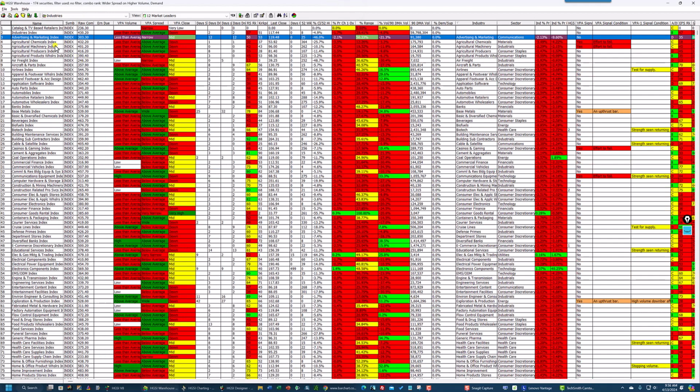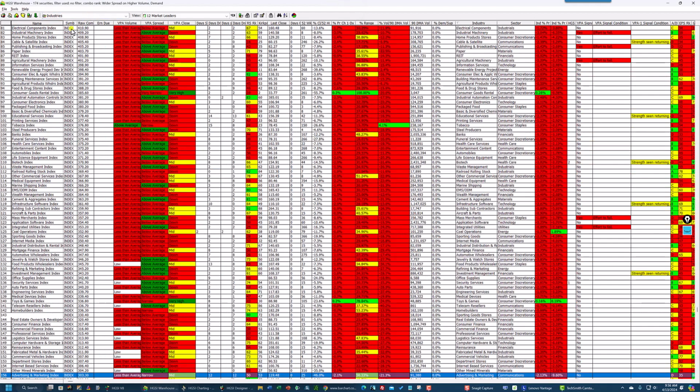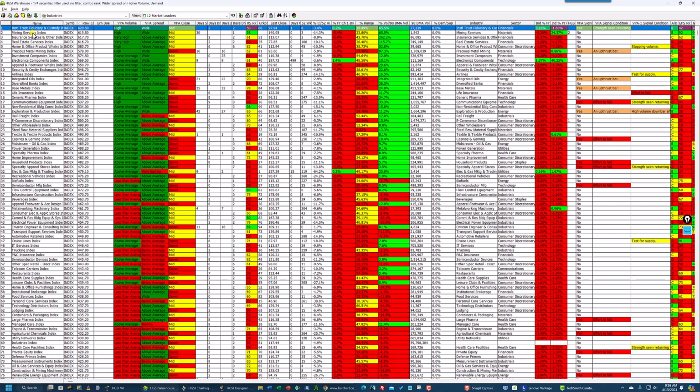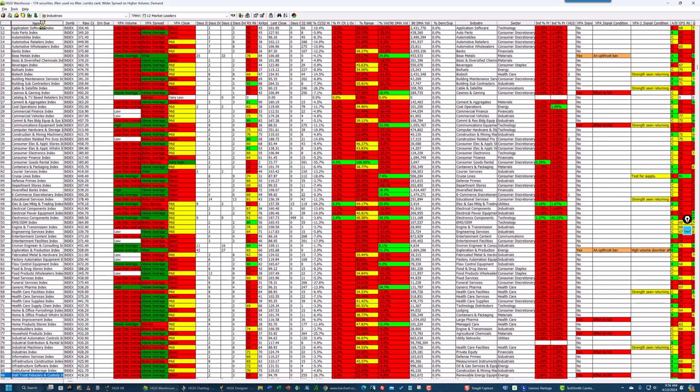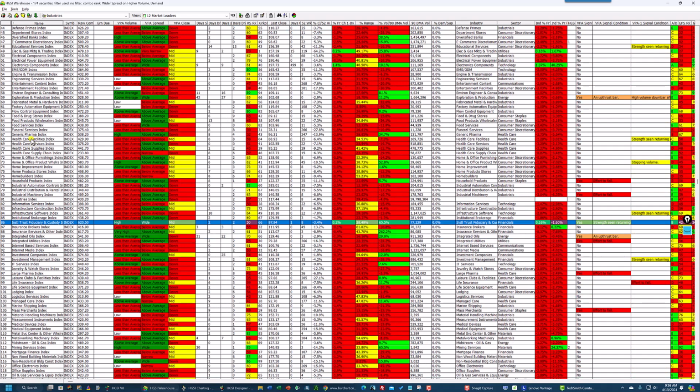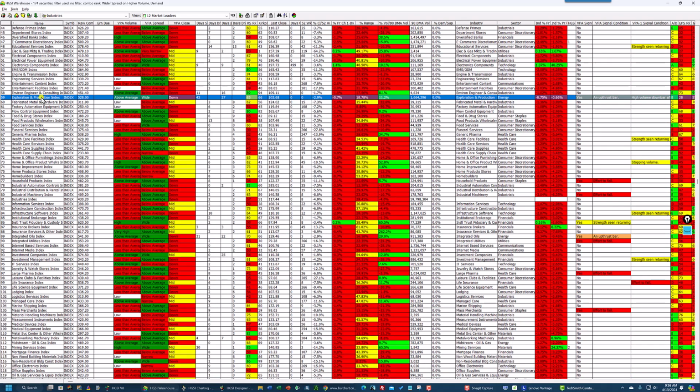The industries. I'm going to sort on, I'll do it this way. I'm looking for exploration and production right here. Okay, here's the information rather than looking at the chart.